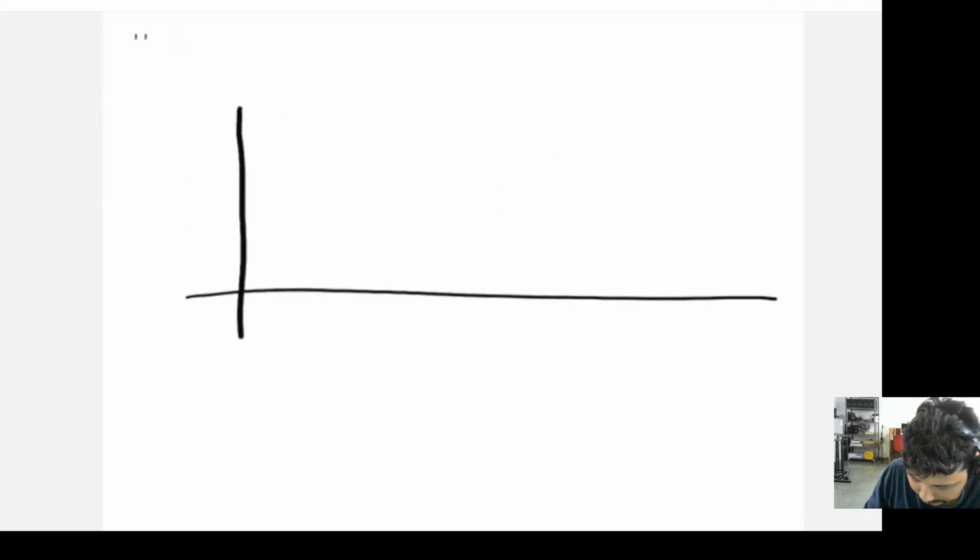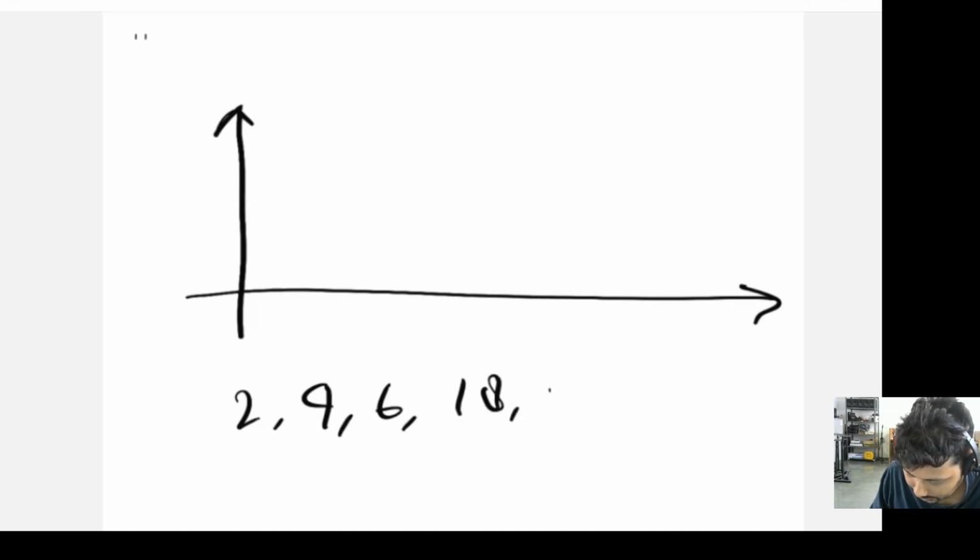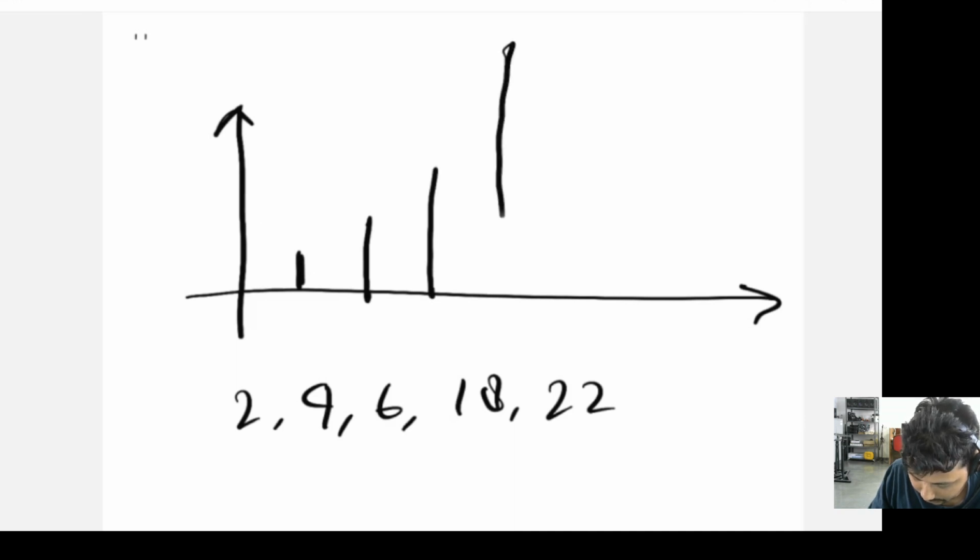Suppose the y-axis represents the value at that index, and the x-axis represents the index. We have the array 2, 4, 6, 8, 18 and 22. So for 2, this will be the height of 2, this will be the height of 4, this will be the height of 6, this will be the height of 18, and this will be the height of 22. This is the given.